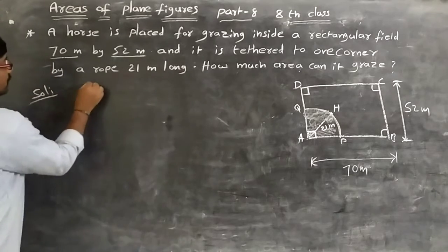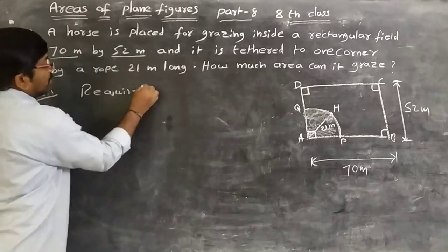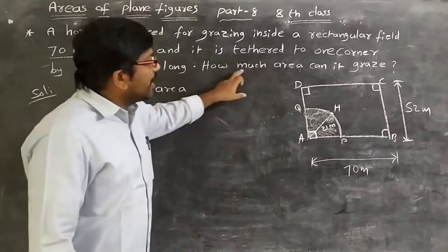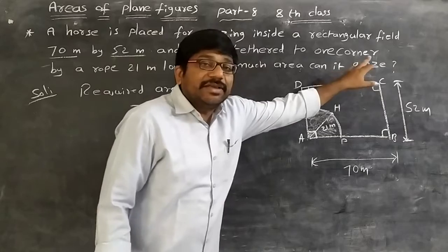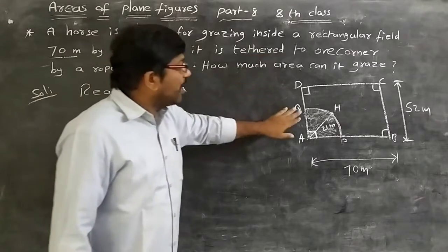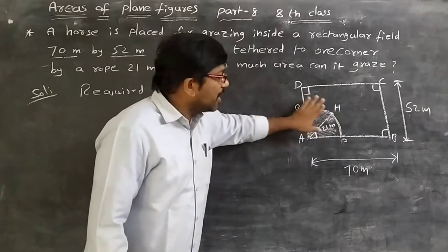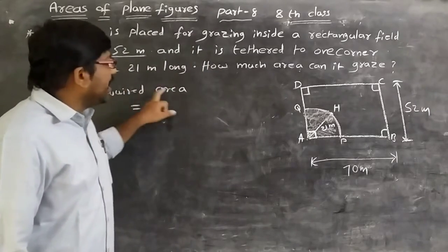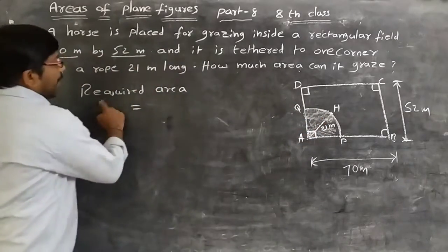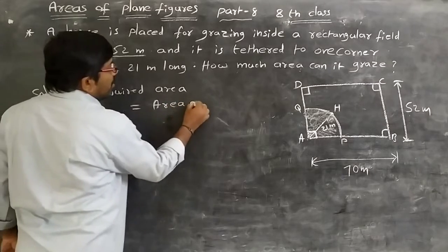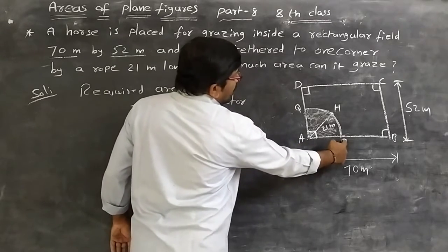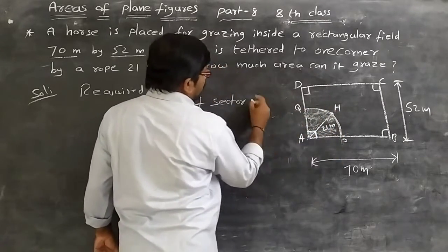Required area. The question is how much area the horse can graze, so we have to find how much area it can graze. That means the required area is the area of this sector. Required area is equal to the area of sector APHQ.